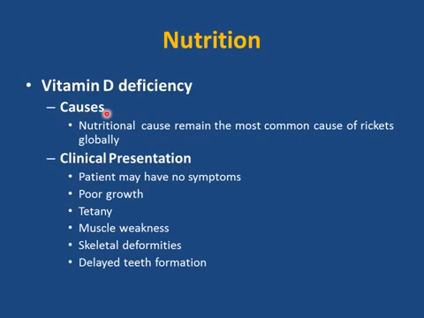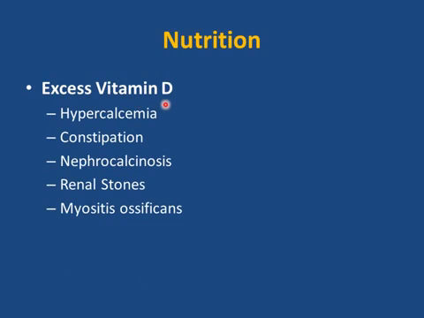The most common cause worldwide is nutritional vitamin D deficiency. Clinical presentation: patients may have no symptoms at all. Poor growth or growth failure, tetany because of hypocalcemia, muscle weakness, skeletal deformities, delayed teeth formation. Excess vitamin D or excessive intake of vitamin D can cause hypercalcemia, constipation, nephrocalcinosis because of excessive excretion of calcium, renal and kidney stones, and myositis ossificans.